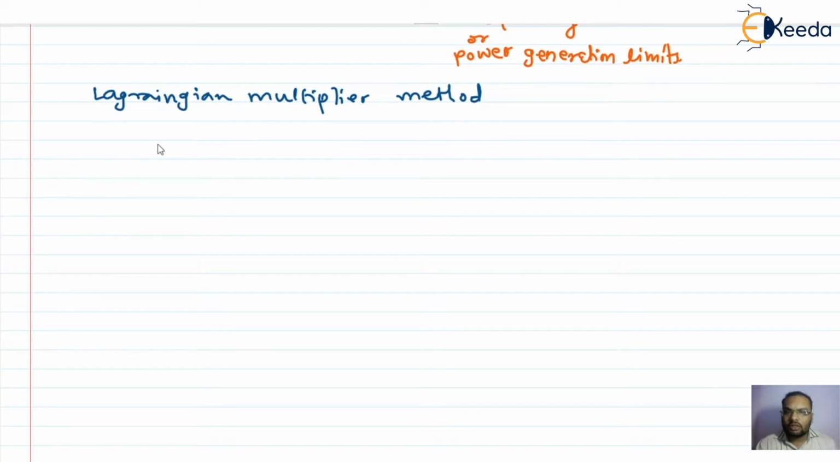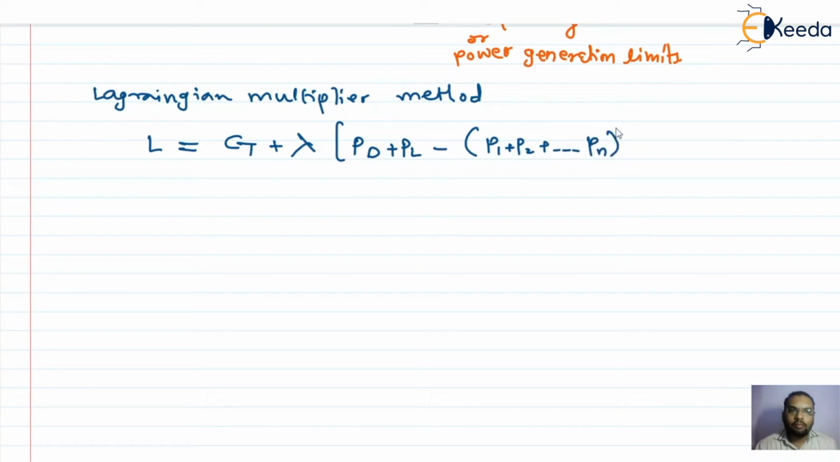As per this Lagrangian multiplier method, we define a function, and that function will be the total cost plus lambda, that is the Lagrangian multiplier, into, now earlier we used to write only PD here, now I'll write PD plus PL minus P1 plus P2 up to Pn. Let us call this equation number 1.